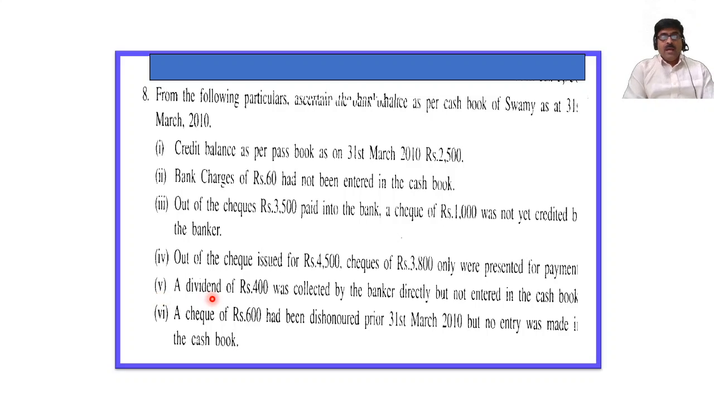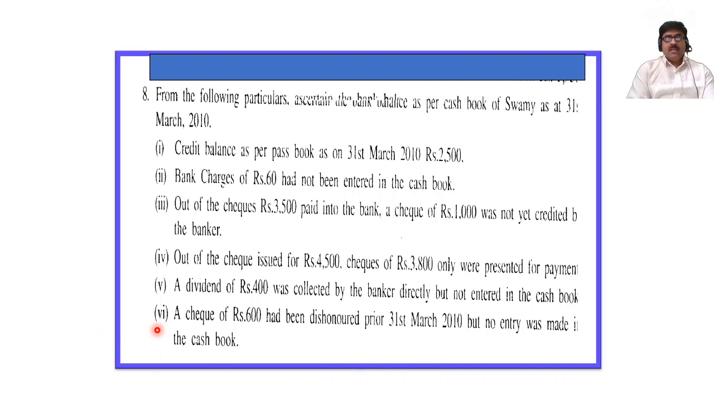Then a dividend of rupees 400 was collected by the banker directly but not entered in the cash book. Dividend collected is an income credited by the banker in the passbook, 400 rupees. There is an increase in the balance of the passbook. To equal that of the cash book, we have to deduct this amount.